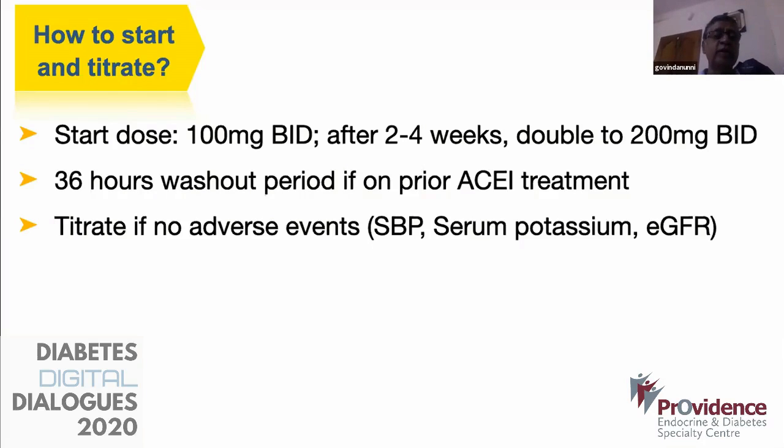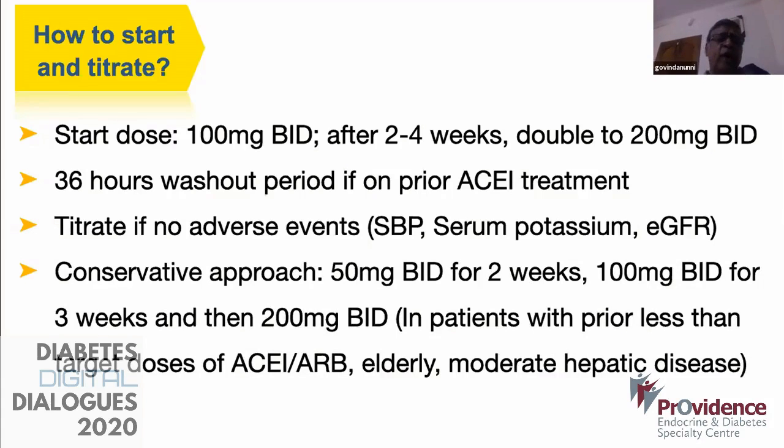Now titrate, increase the dose only if there are no adverse events: no hypotension, no hyperkalemia, no excessive reduction in GFR. In patients who had not been on full dose of ARB, or in elderly people, patients with moderate hepatic deficiency, or people who already have a low BP, you can go for a conservative approach. You can start with maybe 50 milligram BD for 2 weeks, and then increase to 100 milligram BD for 3 weeks, and then maybe increase to 200 milligram twice daily.